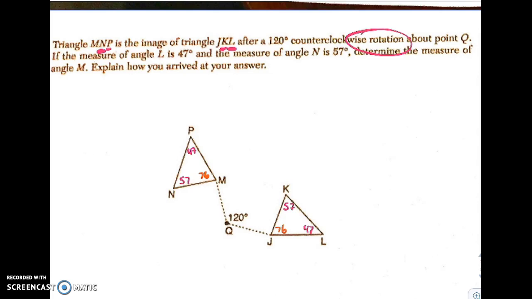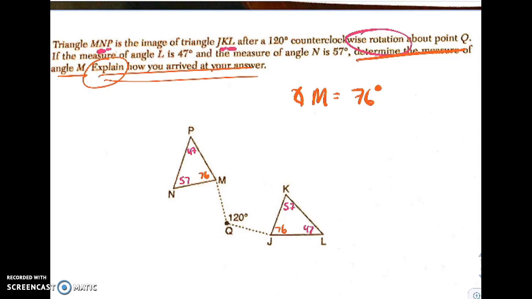So determine the measure of angle M. The answer is 76 degrees. That's determine the measure. But then it says explain in words how you arrived at your answer. So something like, since a rotation is a rigid motion, the triangles are congruent. Since the triangles are congruent, angles are going to be the same, and they all add up to 180. Or you could say, since one maps onto the other, M maps onto J, so they're both 76.